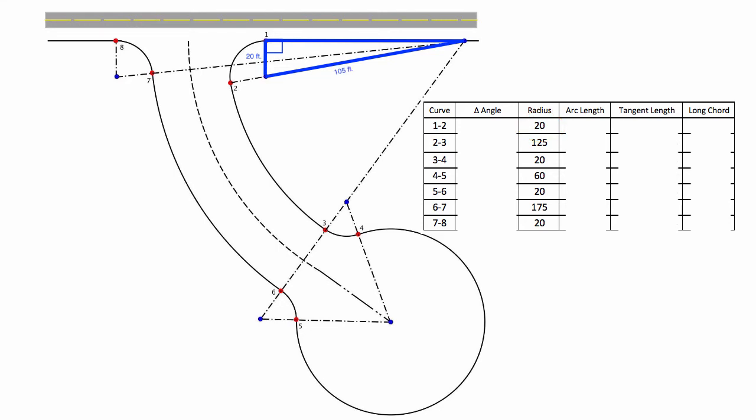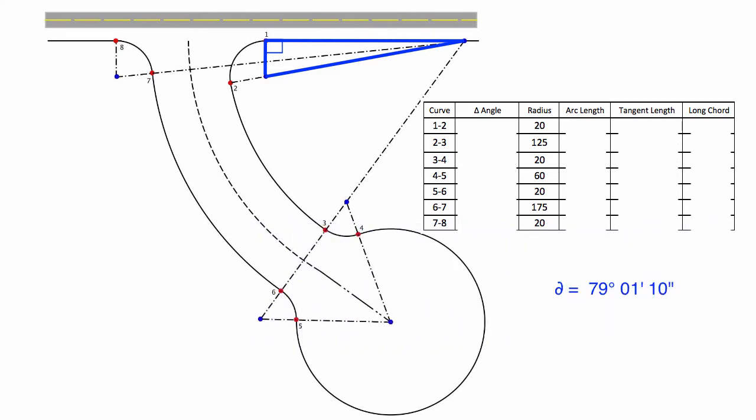The interior angle of the triangle at the center of curve 1 to 2 is found using the cosine function. The cosine of the angle is equal to the adjacent distance divided by the hypotenuse distance, or, in other words, the angle is equal to the arc cosine of 20 feet divided by 105 feet.